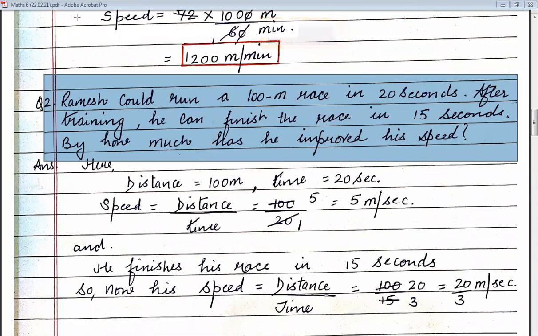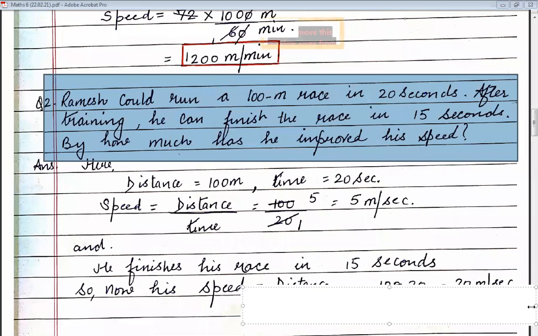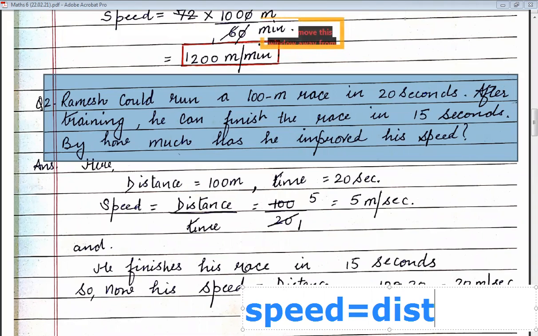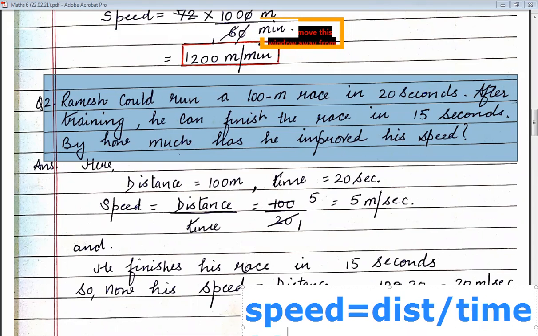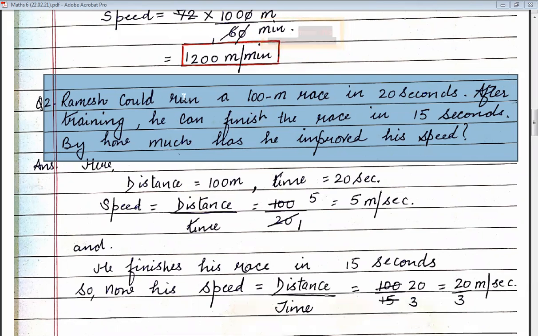The formula is very easy. Your speed formula is speed is equal to distance divided by time. Okay, so you know what is given to you. The distance is given as 100, and you have to divide 100 by 20. Okay, so after cancellation you will get the answer as 5 meter per second. So what is the speed of Ramesh? It's 5 meter per second.